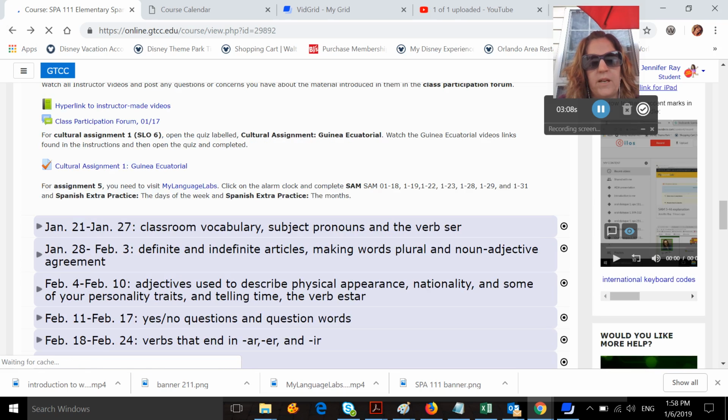Okay, and then you also have some activities in my language labs, which would mean going out to my language labs. You have both SAM and extra practice activities this time. If it's in Moodle, it's assigned. So I don't want anyone thinking that, oh, it's optional. Nothing that's on the calendar in my language labs is optional. All of it is assigned.